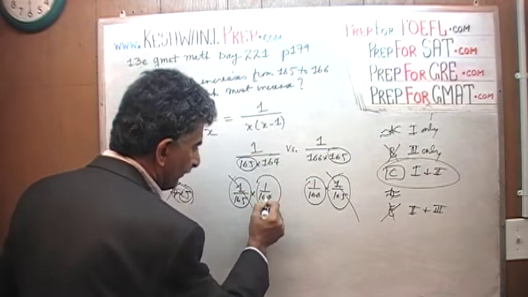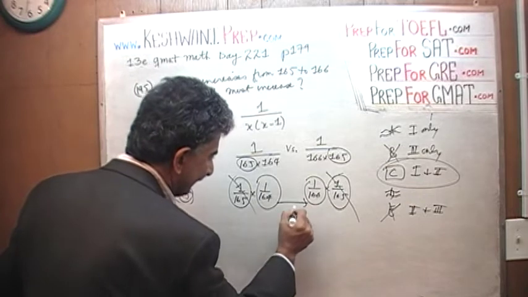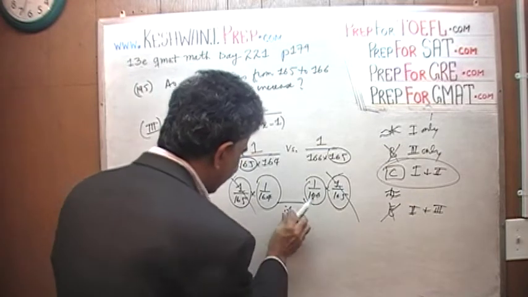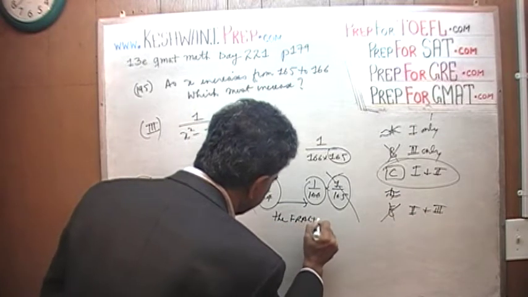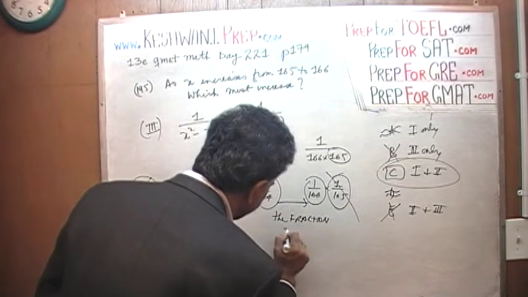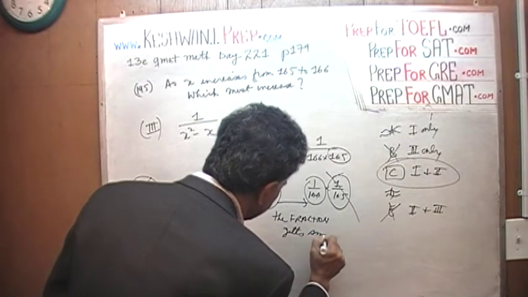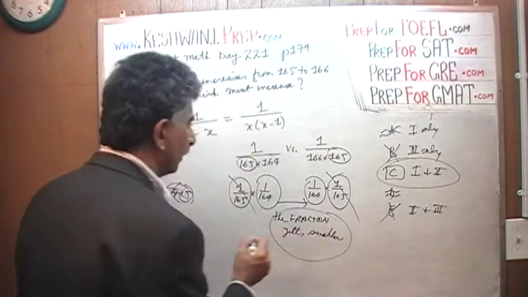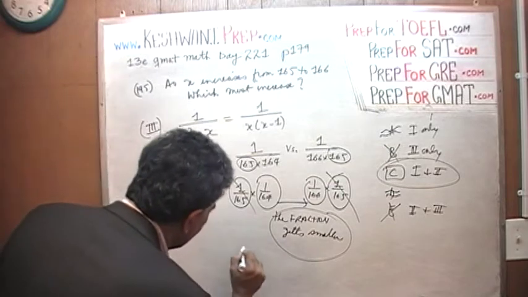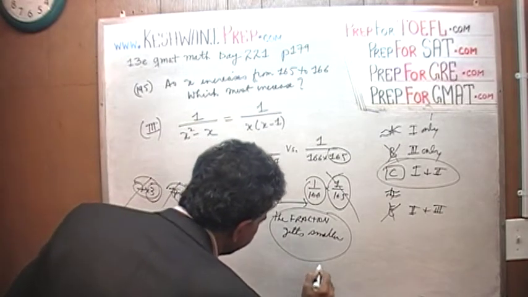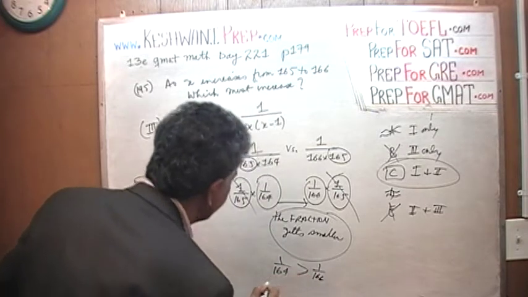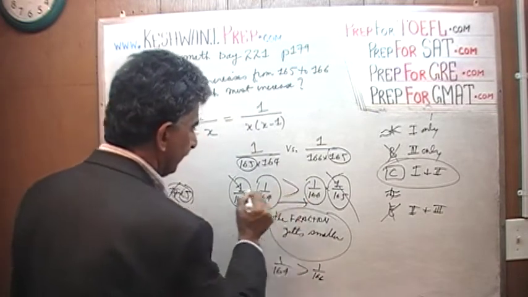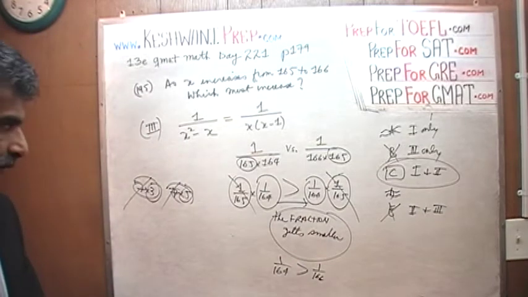As we go from 1 over 164 to 1 over 166, the fraction gets smaller. The fraction gets smaller. 1 over 166 is smaller than 1 over 164. Oh, we can put it right here. 1 over 164 is larger. 1 over 164 is a larger quantity than 1 over 166.